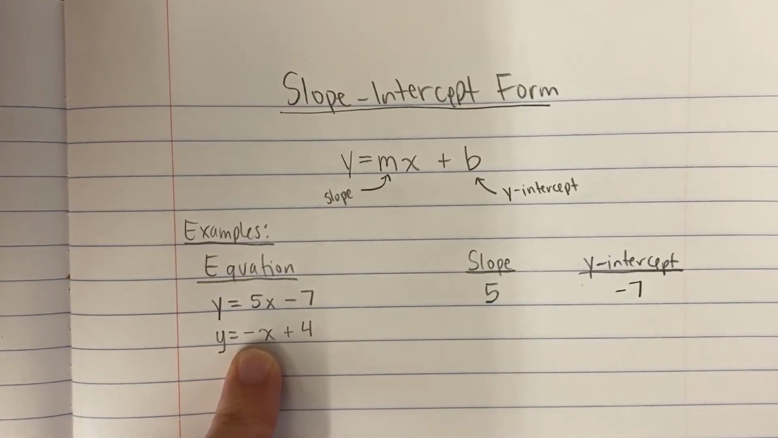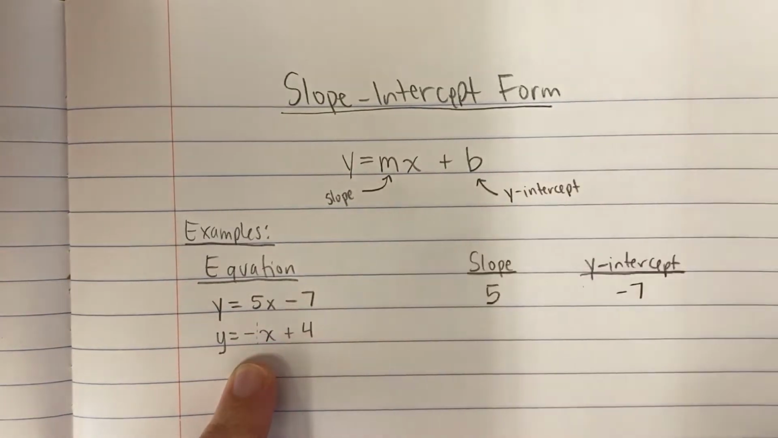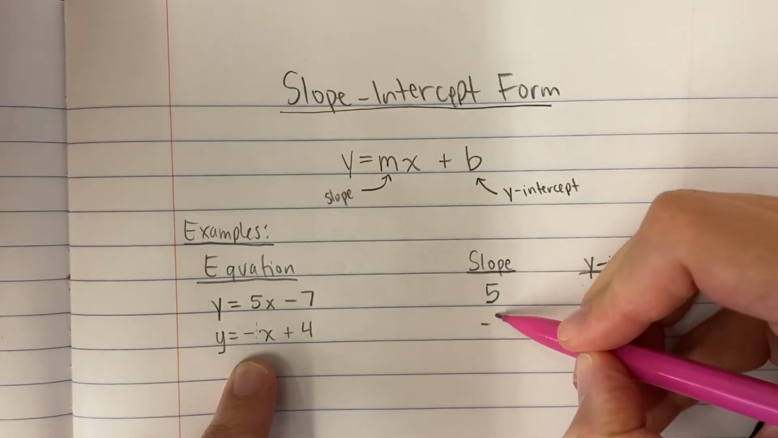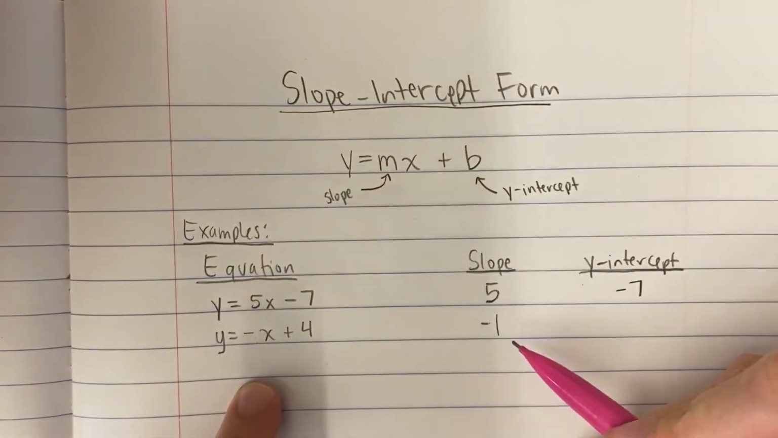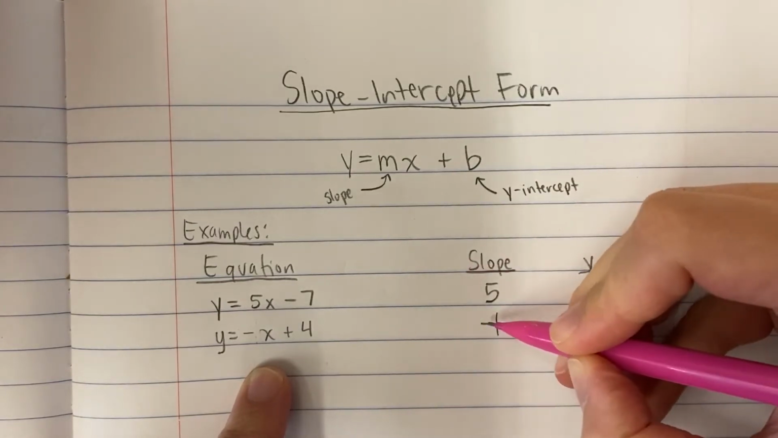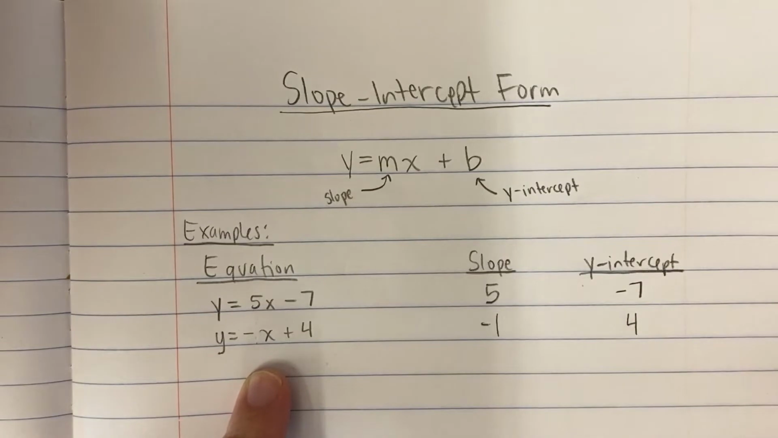So what is the number being multiplied by x? That's an invisible negative 1, right? In this case, it's negative. Let's say there was nothing there, not even a negative sign, then it would just be 1. But in this case, it's negative 1 because there's a negative sign. And the y-intercept is 4.